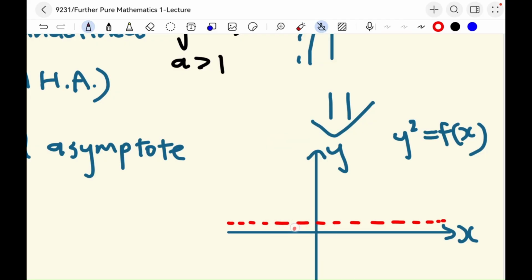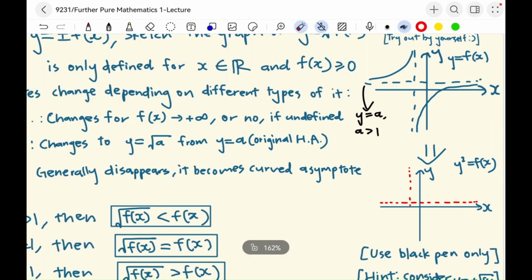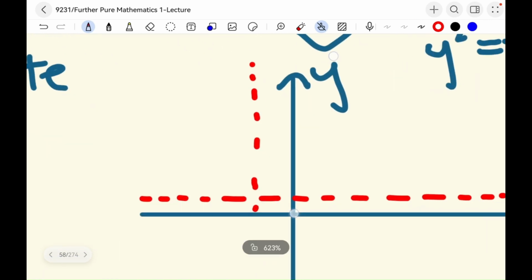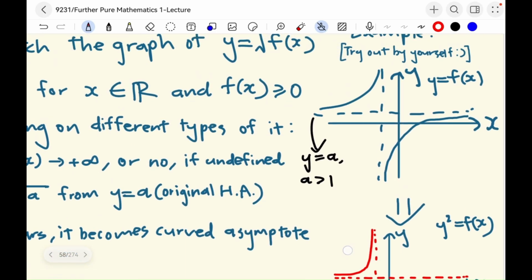And of course, the graph of the positive y will be flattened downwards as the y is smaller than the square root of its original value. So your graph should be sketched like this. Okay.